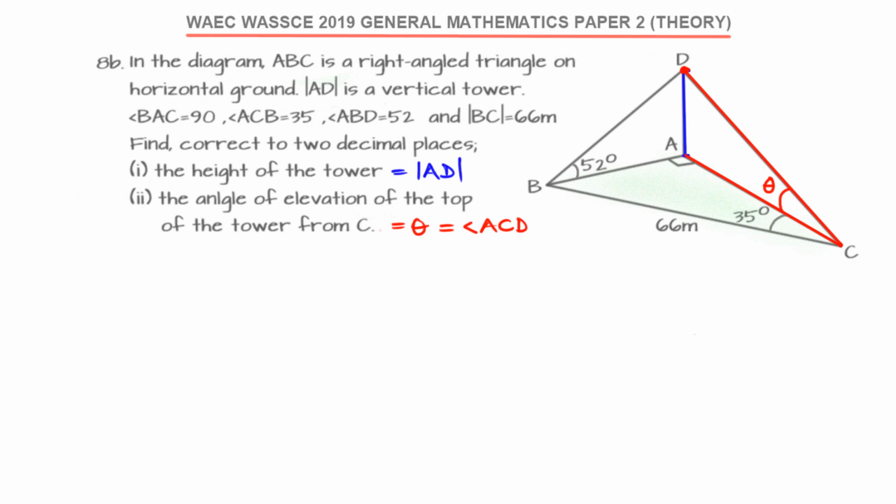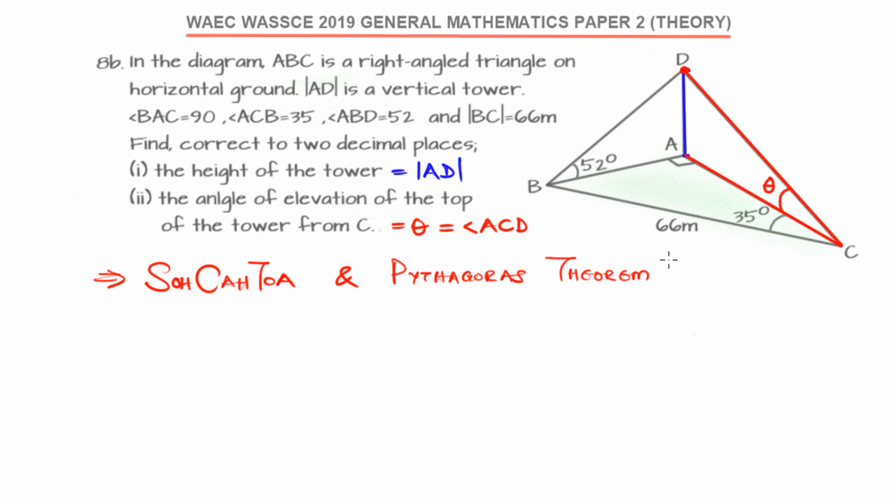Now, how do we go about solving this, looking at the diagram and the information that we have been given? Looking at this particular diagram, we are seeing that we have right angle triangles. And so, 2 theorems that will seriously help us to solve this are the Pythagoras theorem and SOHCAHTOA.